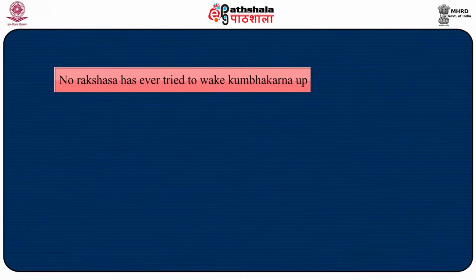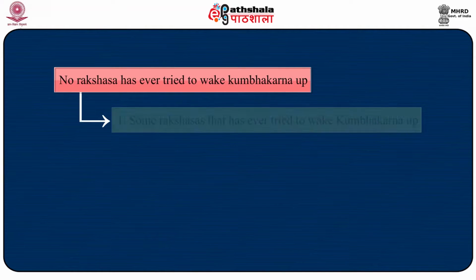Now, so far we're taking a look at the restriction. Now, let's look at the predicate. What is an example of a determiner that allows an NPI in the predicate part of the statement that contains it? Suppose I say no Rakshasa has ever tried to wake Kumbhakarna up. That's a good sentence.